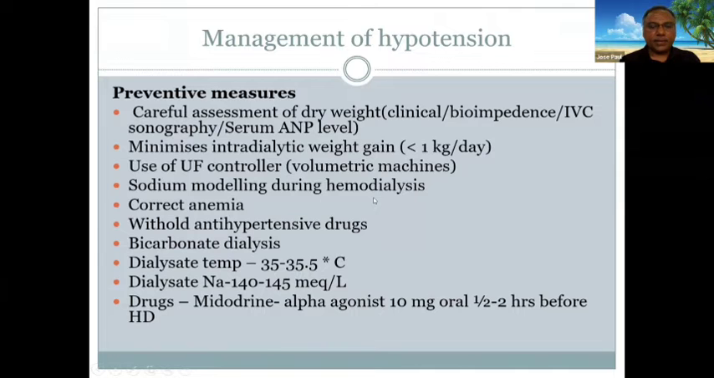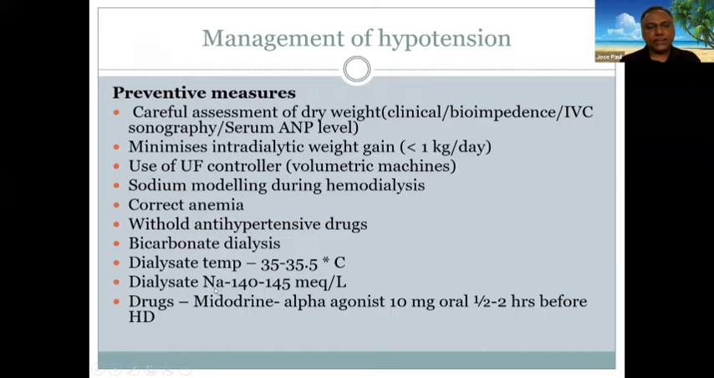Then sodium modeling during the hemodialysis, you have to correct anemia. You have to withhold antihypertensive drugs before you start the patient on dialysis. Bicarbonate dialysis is preferred. Then you can decrease the dialysate temperature to 35 degrees centigrade. So when you decrease the dialysate temperature, it is passed on to the intravascular blood, and the core temperature of the body decreases, and as a result, there will be peripheral vasoconstriction. So this is how, when you lower the dialysate temperature, it prevents hypotension.